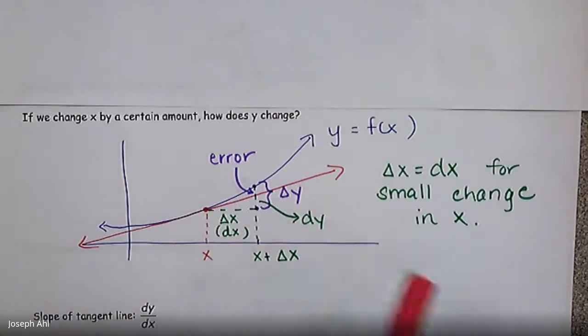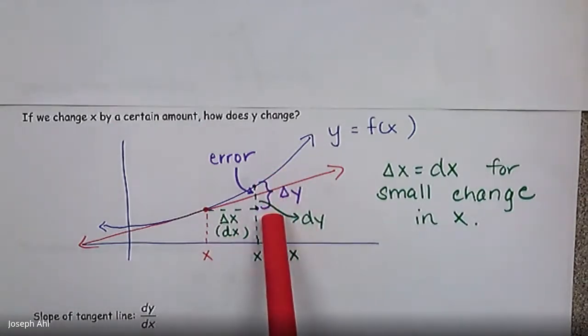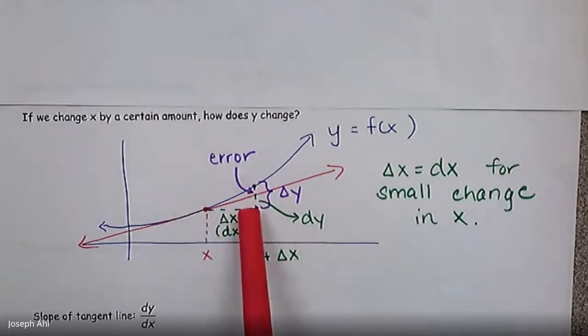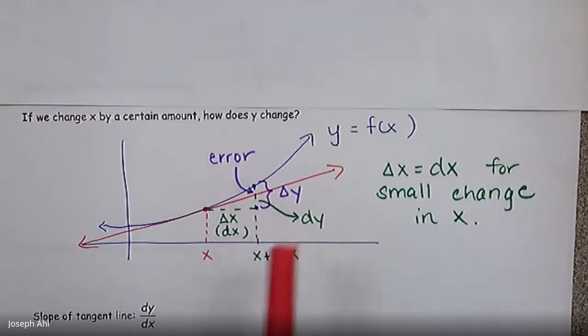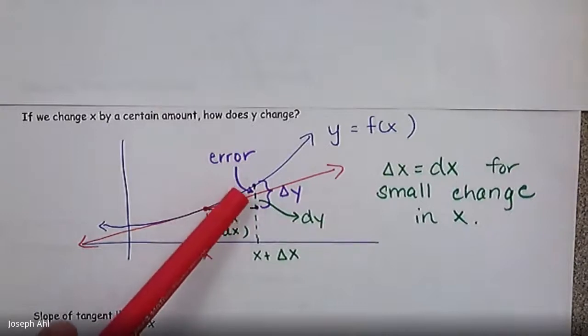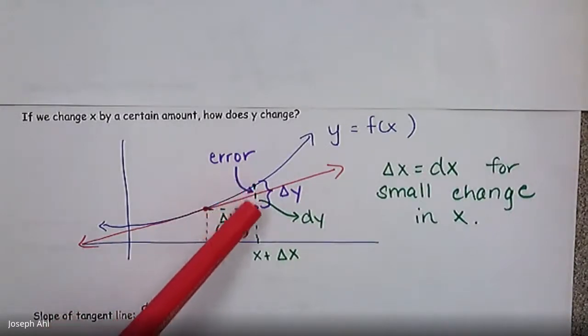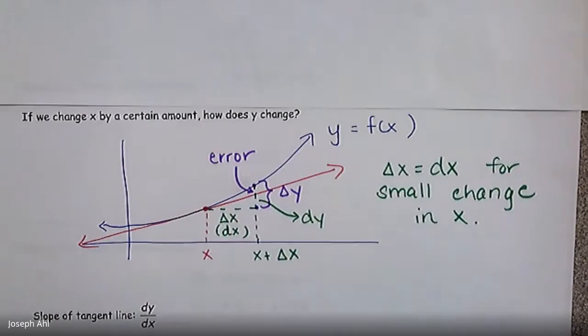But you'll notice that when we go to talk about the y values here, delta y is the total change in y by moving over delta x. But dy is only the change up to the tangent line. So we do have a little bit of error that we have to squeeze in there. It's not going to be an exact value if we use the slope of the tangent line, but it is pretty close, isn't it?